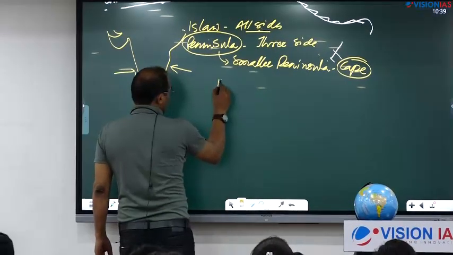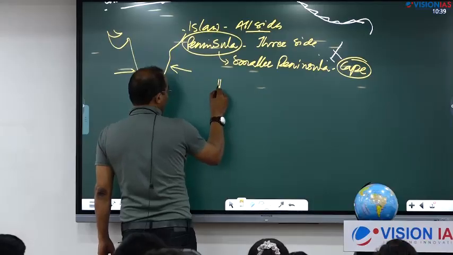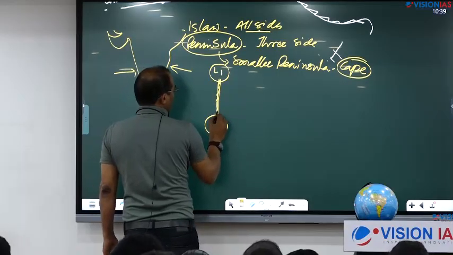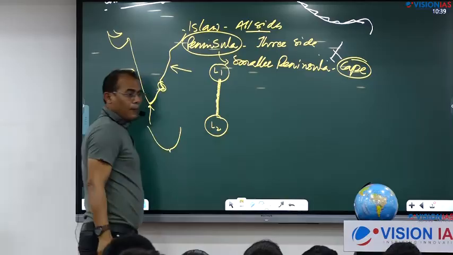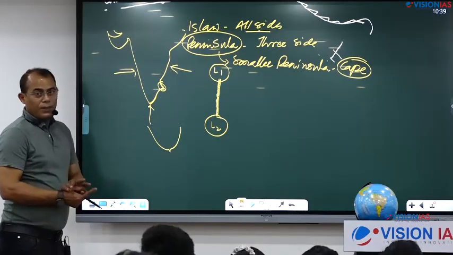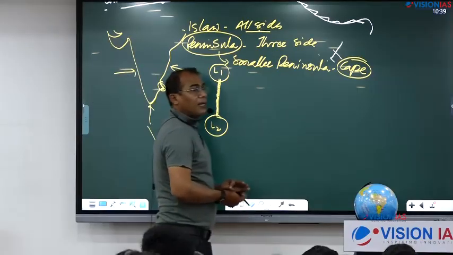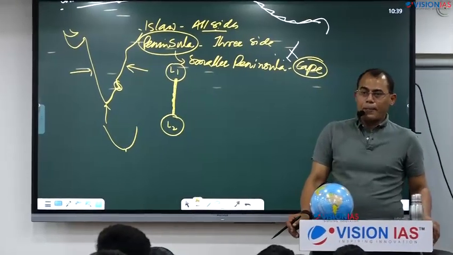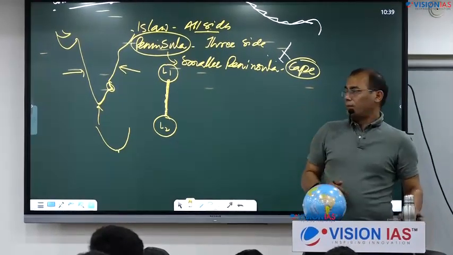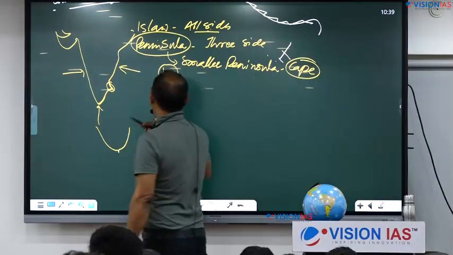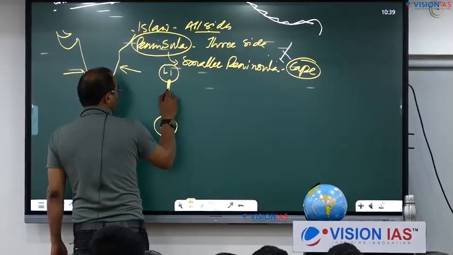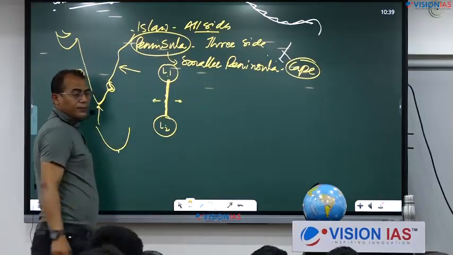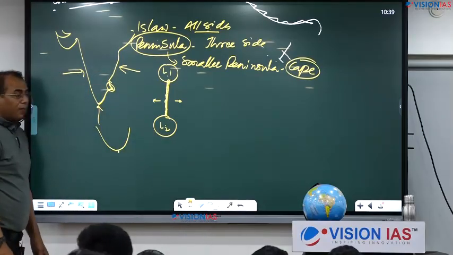Isthmus is a narrow piece of land joining two larger pieces of land. Land 1, land 2. We'll call it an isthmus. Panama Isthmus. You might have read in current affairs about the Kra Isthmus, because China is making a canal there, joining Malaysia and Thailand. So this is called an isthmus. So you define isthmus as a narrow piece of land joining two large land masses or separating two water bodies. Both are isthmus.